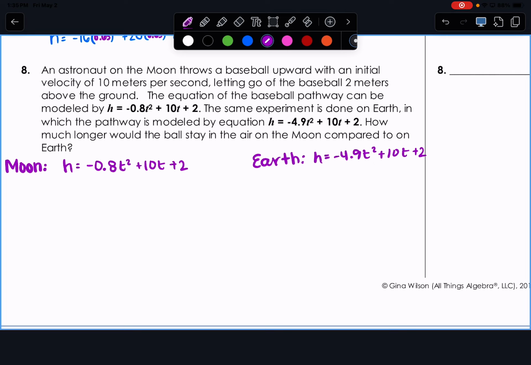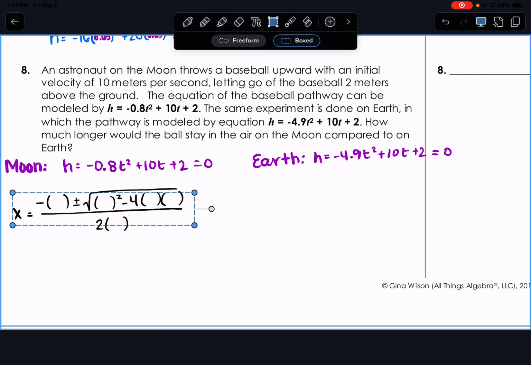What it wants us to do is figure out how much longer the ball needs to stay in the air on the moon compared to on the Earth. If we're talking about how long it needs to stay in the air, what do we need to know? Do we need to know the max height or when it hits the ground? When it hits the ground. So to find when it hits the ground, we figure out when it equals 0. So we're going to set both of these equal to 0 and solve. What we're going to do is use the quadratic formula with both of these.